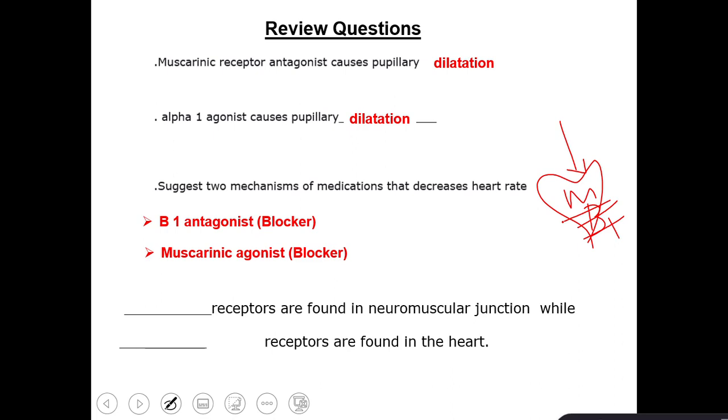What receptors are found in the neuromuscular junction? They are the nicotinic receptors. How about the muscarinic cholinergic receptors in the heart? They are the muscarinic receptors.